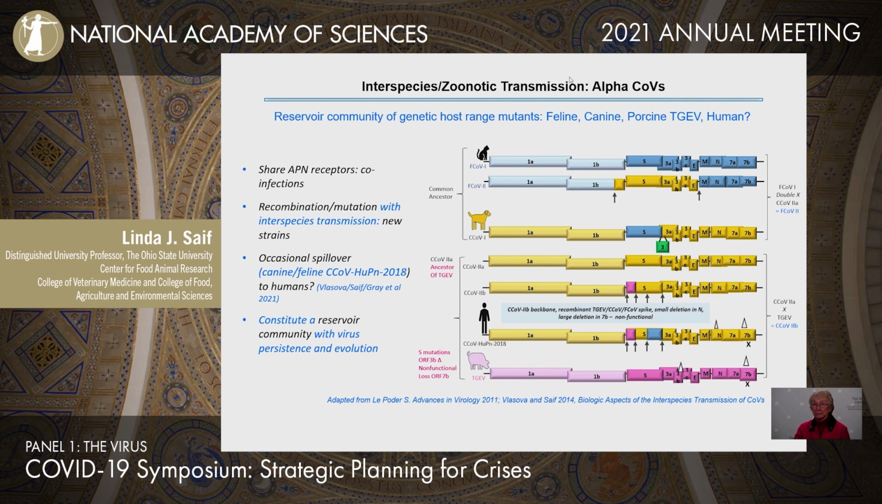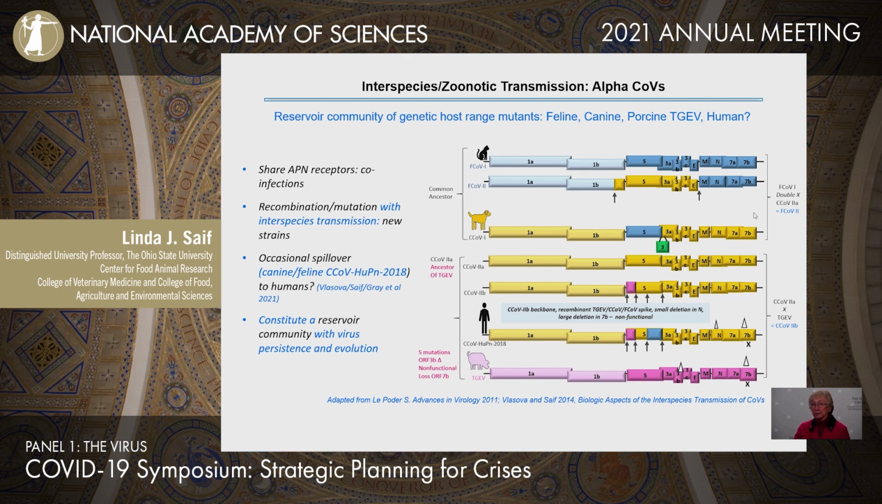So these are the alpha coronavirus 1 species. There's a reservoir community of these genetic host range mutants in cats, dogs, the swine TGE lineage, and then I'm going to mention a human case that was just discovered. All of these viruses share the aminopeptidase N receptors, so co-infections are possible. And recombinations, mutations, and deletions have occurred with interspecies transmission, giving rise to new strains.